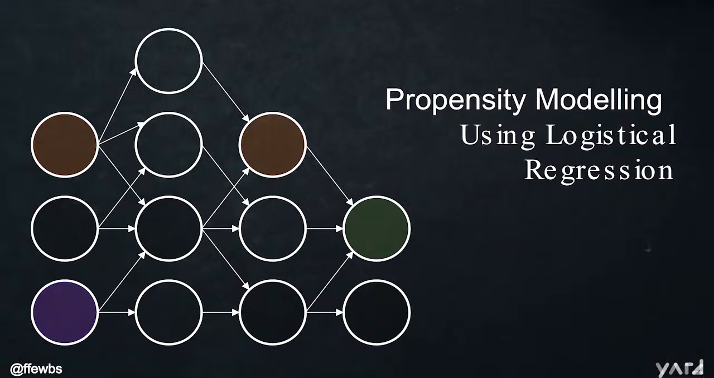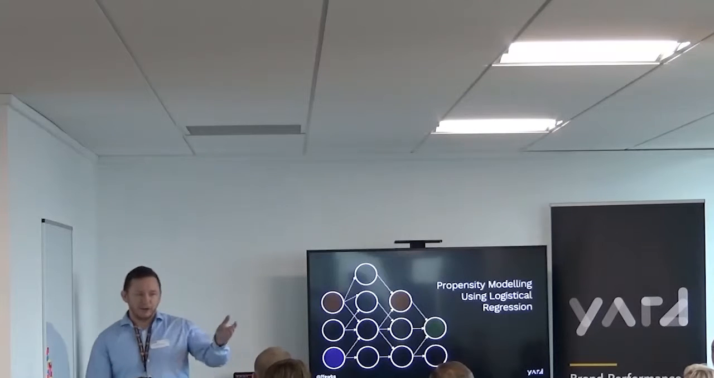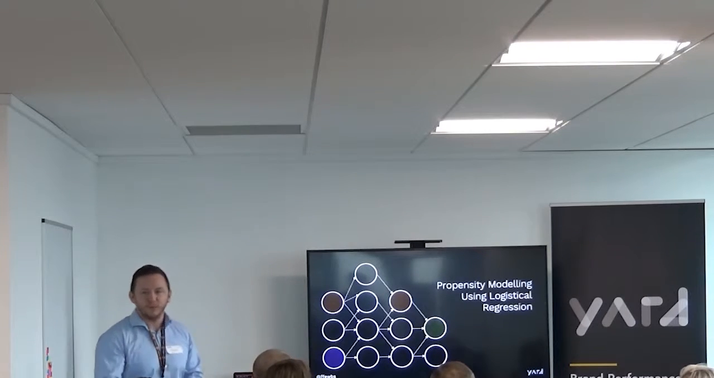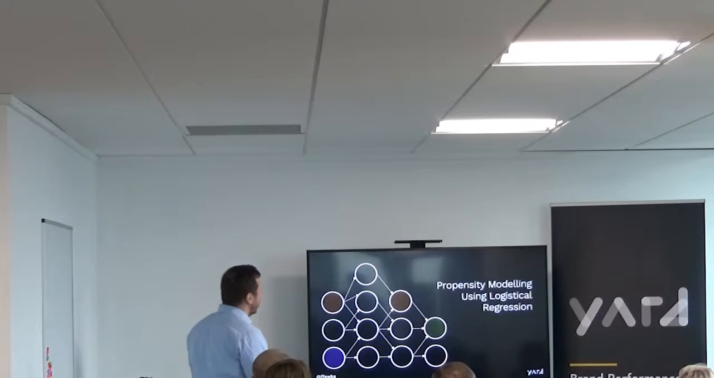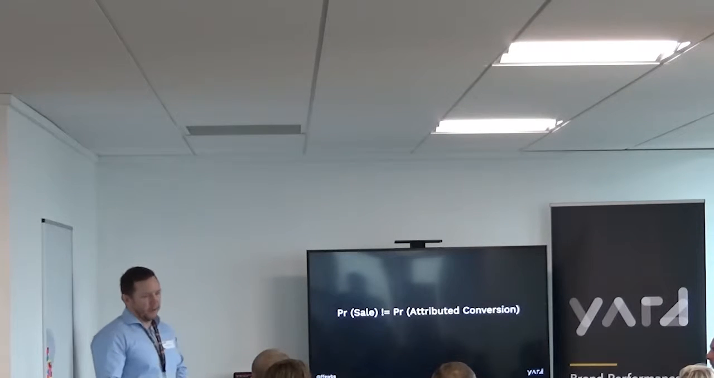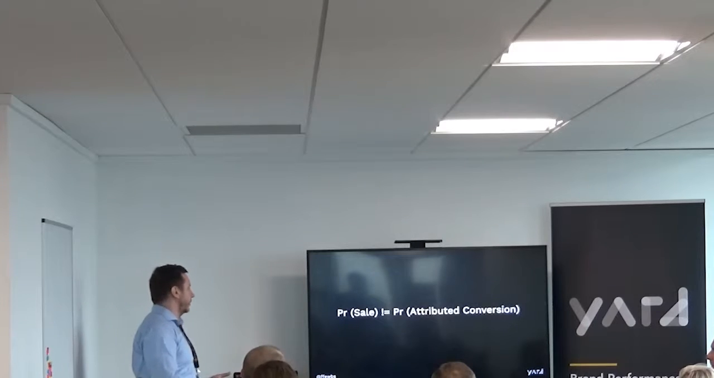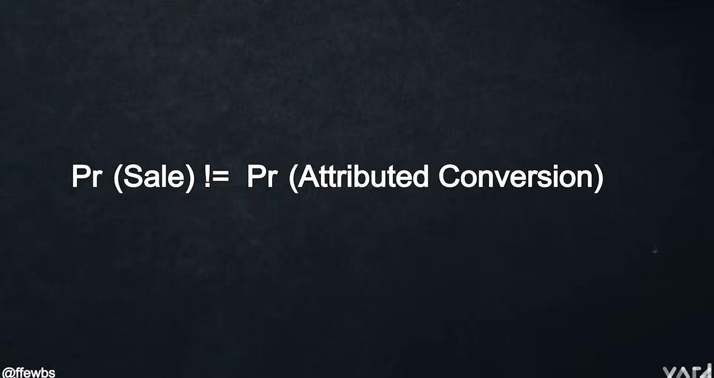The way we tend to do that here at Yard, or one way that we've had some success, I should say, is using propensity modelling, using logistical regression. Hands up if that means anything to anyone? Great, that's brilliant. That's probably the first person that wasn't Emily that's had their hand up before. The point there as well is that the probability of a sale, the chance that you get to the sale, isn't necessarily the same as understanding the probability of all of your attributed conversion points.